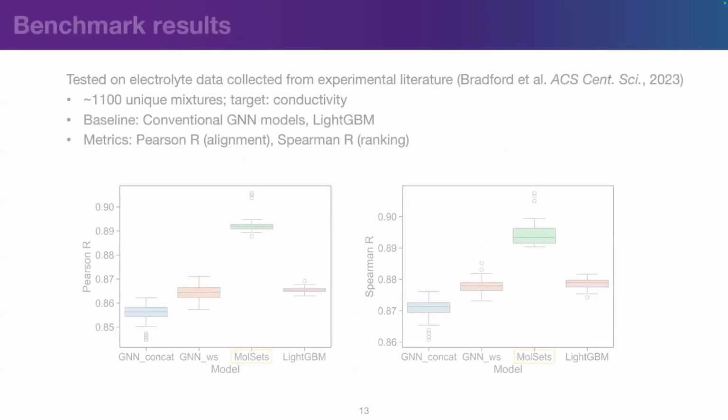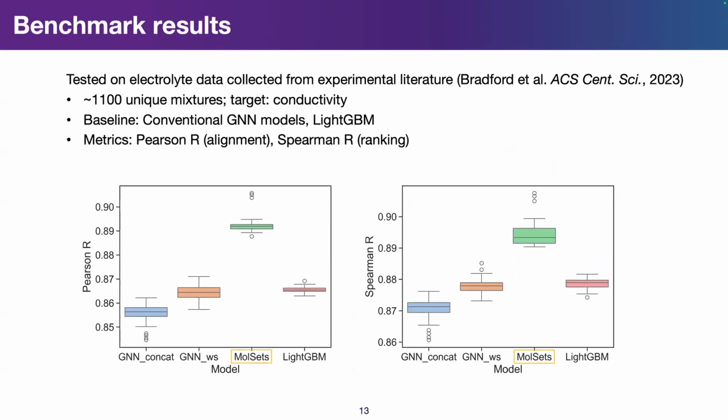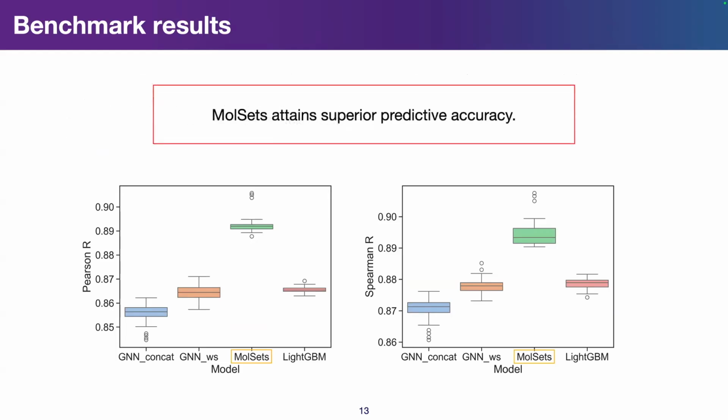Yeah, so now that we have the model, we first do some benchmark tests against existing models. We do that on electrolyte data collected from experimental literature. So there are in total 1,000 unique mixtures, and the target is electron conductivity. So we are assessing both the Pearson R for how well the model's prediction aligns with the true values, as well as the Spearman R for how well the model correctly ranks the data. So we can see MOSET attains a better accuracy than all of its counterparts. So this tells us that MOSET has a superior predictive accuracy.